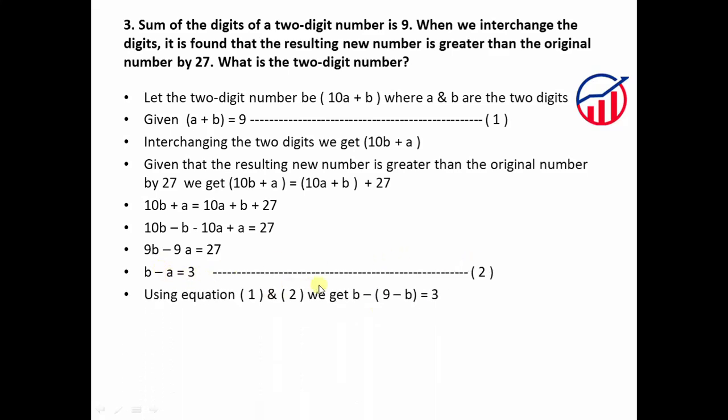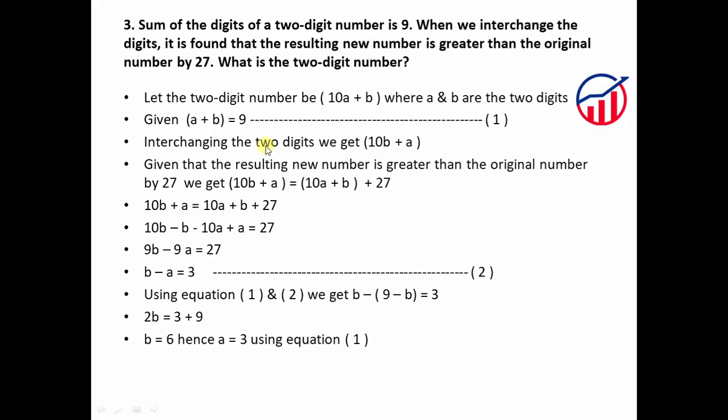Now what you are going to do, using equation 1 and 2, we get what? b minus a. What is a over here? a plus b is 9. So a is what? 9 minus b. So b minus (9 minus b) is 3. So 2b is equal to 3 plus 9. How do we get 2b is 3 plus 9? This will be negative 9, which will move over here as positive, and negative into negative will become positive. So b plus b is 2b. So 2b is 3 plus 9. So 2b is equal to 12. So b is equal to 6.